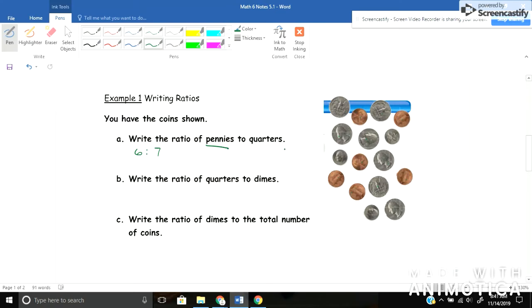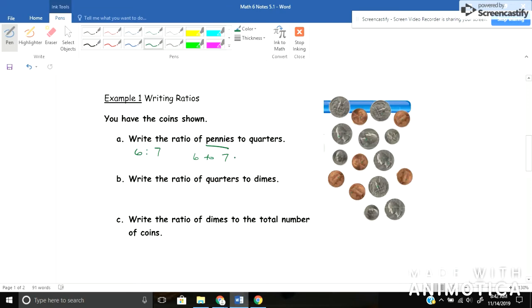And notice that since it said pennies first, I put my number of pennies first. And quarters second, I put quarters second. So that's kind of important. You need to follow that correct order, or your ratio would be incorrect. Remember, you could also write it like this, 6 to 7 that way. That would work as well.